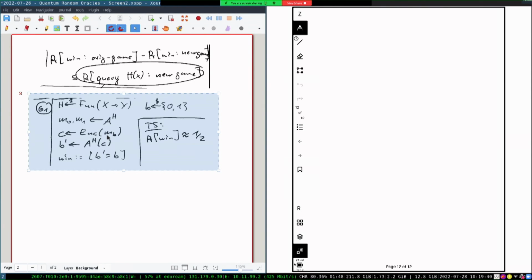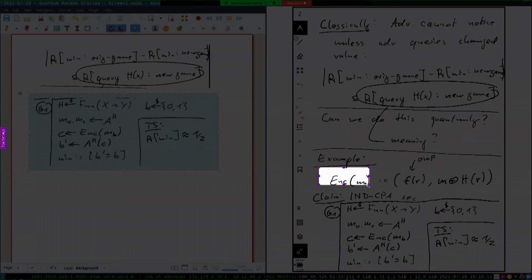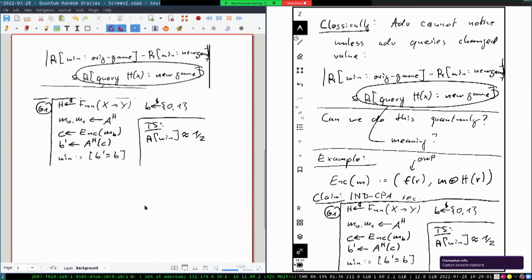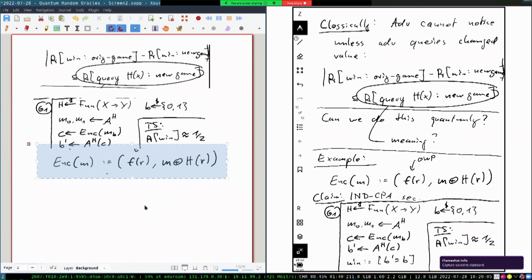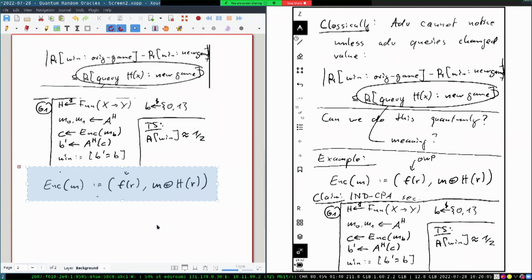Good. Yeah, and the first step in such a security proof is usually to unfold all our definitions. So we have the definition of the encryption scheme, which I unfortunately didn't copy over. Wait, let me do that. Okay, this is the encryption scheme. So we can just plug it in.